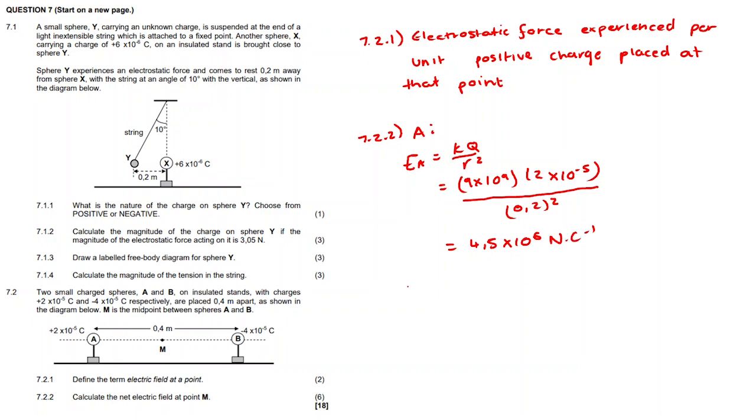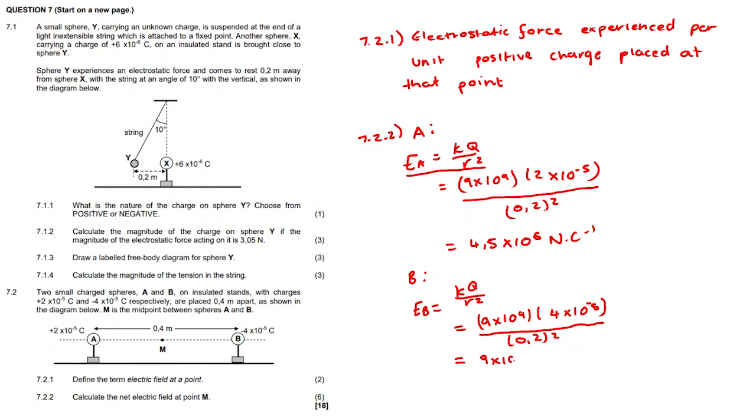We can then do the same with B, using this formula again, the distance also being 0.2 as it is the midpoint. And if we plug all of this into the calculator, we should get 9 times 10 to the power 6. We can then take our two values and add them together. And in total, we should get 1.35 times 10 to the power 7 newtons per coulomb.